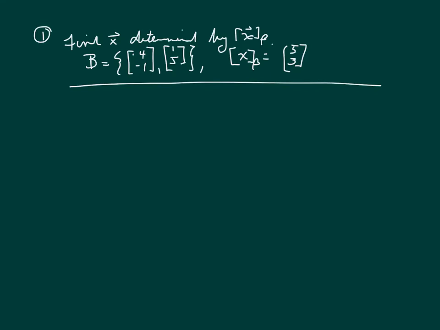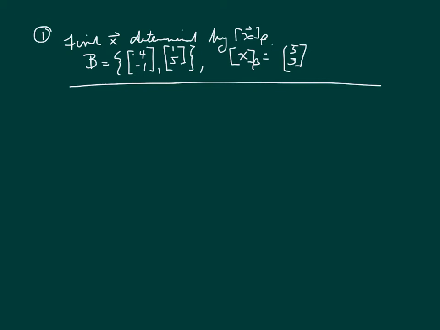In this video, I just want to do a few homework problems just to help you with a review for the test and look at some of the types of problems from your homework that might show up on the test. So the first one is to find the vector x determined by its coordinate vector x sub b, where b is the basis of the vector space.